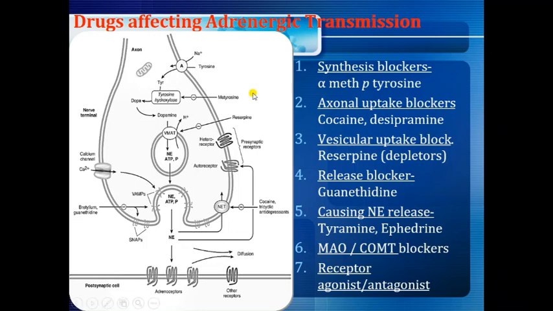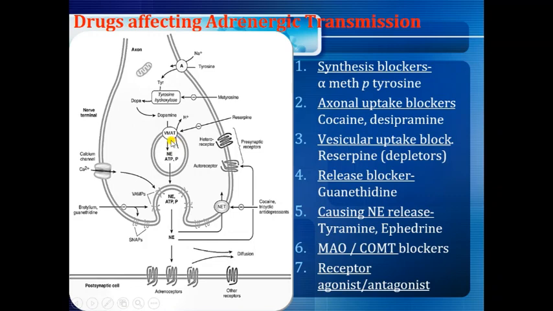Just to revise them fast, first is the tyrosine hydroxylase blocker, that is metyrosine, and it will inhibit the synthesis of norepinephrine. Secondly, there is the axonal uptake blocker, that is the neuronal blocker: cocaine and tricyclic antidepressants. They will inhibit the uptake 1 mechanism and prolong the action of norepinephrine in the synaptic cleft.